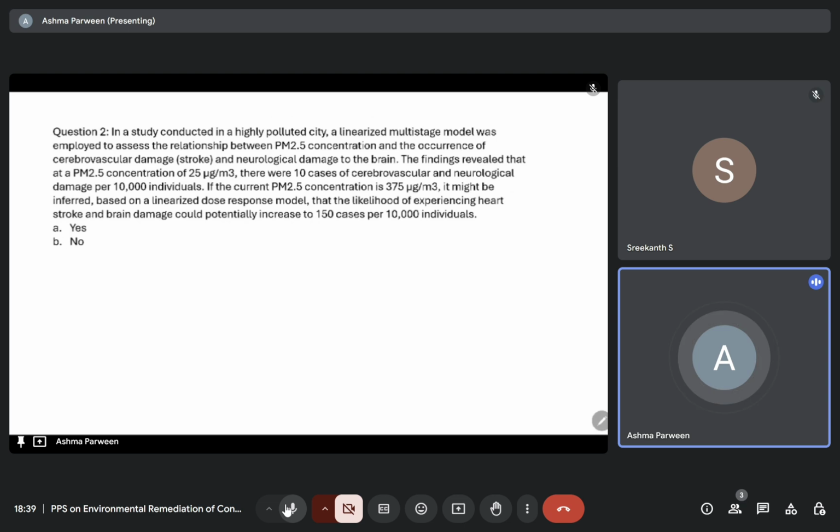So in this question, we have been given that earlier when the concentration of PM 2.5 was 25 micrograms per meter cube, the effect was 10 cases of damage to nerves and brain per 10,000 individuals, and when the concentration increased to 375, the adverse effect increased to 150 cases per 10,000 individuals. We have to write whether this statement is correct or not. So please try to solve this question and then we will see how to do this. Again, I'll give you all 3 minutes. Just take your time and try to solve this question and then we will see.